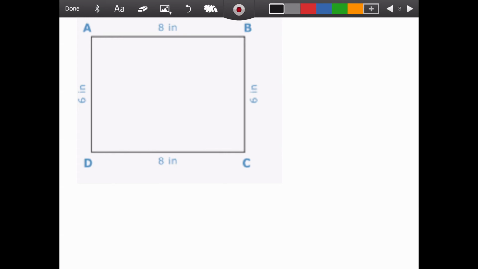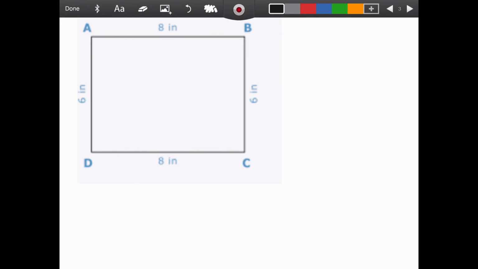Okay, so in this rectangle, we're given all 4 side lengths, but in reality, when solving for area and perimeter, you only need the 2 perpendicular side lengths. So that's just a nice thing to know, that you don't need to use all 4 sides when trying to solve for area and perimeter. Okay, so let's just do it.